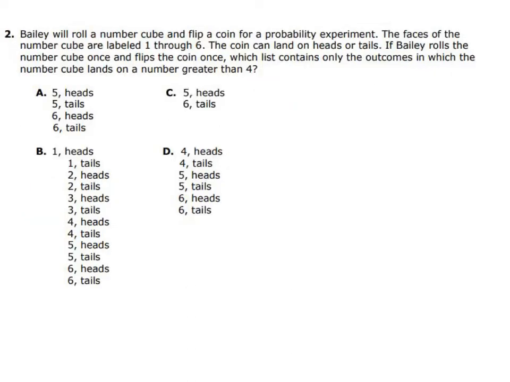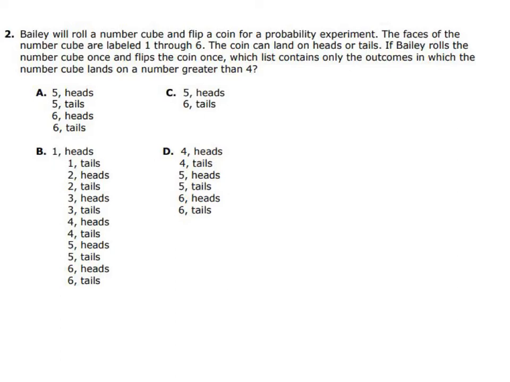So make sure you stop the video so you could explain what your mistake was. Number 2. Bailey will roll a number cube and flip a coin for a probability experiment. The faces of the number cube are labeled 1 through 6. The coin can land on heads or tails. If Bailey rolls the number cube once and flips the coin once, which list contains only the outcomes in which the number cube lands on a number greater than 4?